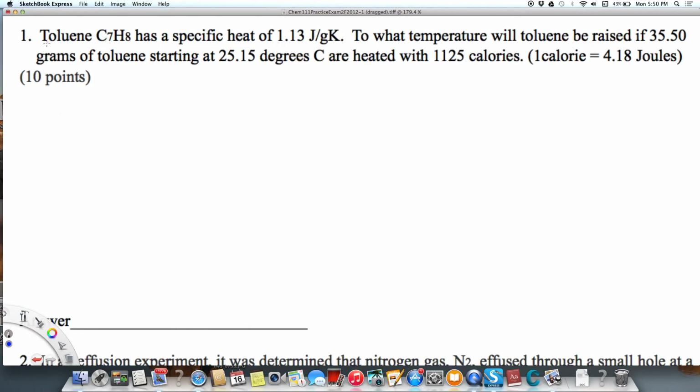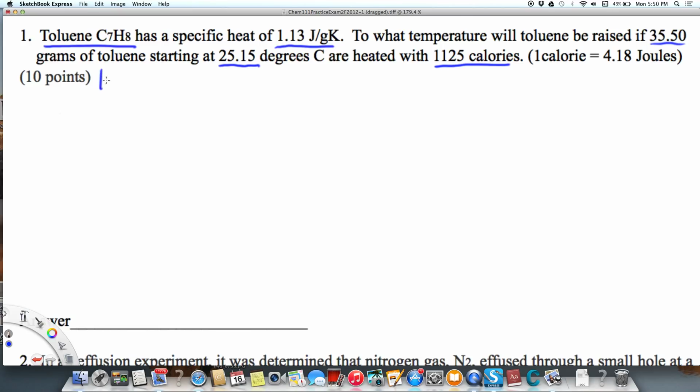In this problem, we're adding heat to this chemical toluene. So we want to see how much the temperature goes up. It says toluene has a specific heat of 1.13 joules per gram per Kelvin. That's how toluene absorbs heat. So we want to know what temperature toluene will be raised to if 35.50 grams of toluene starting at 25.15 degrees Celsius is heated with 1125 calories, and it tells us how many joules in a calorie.